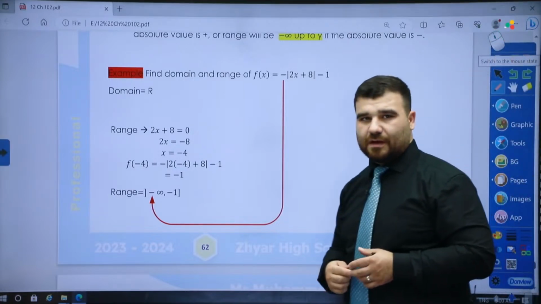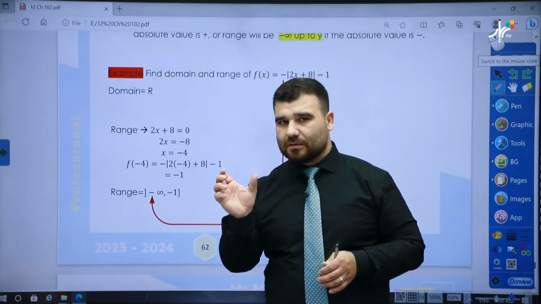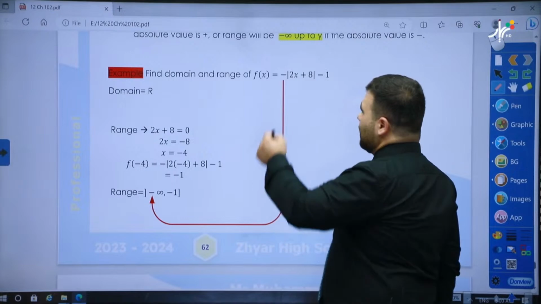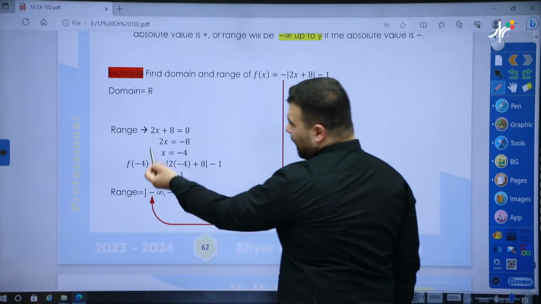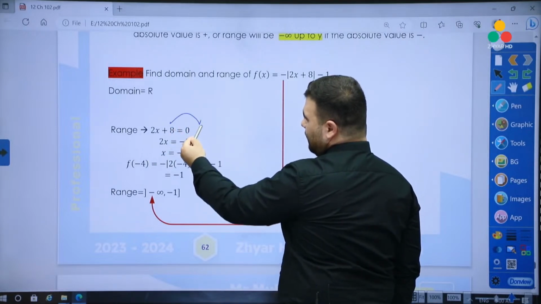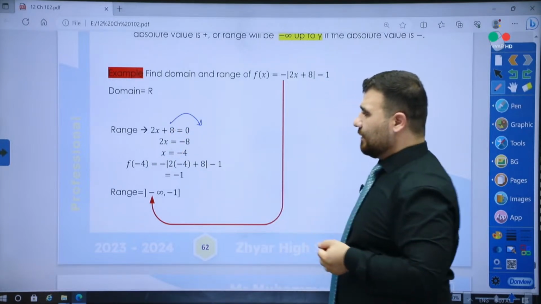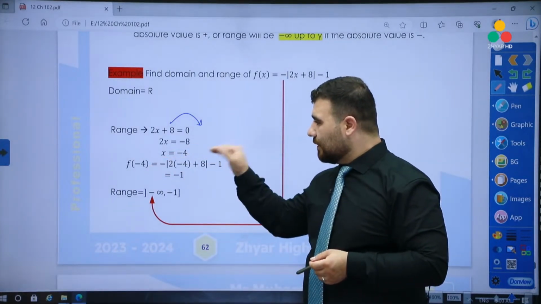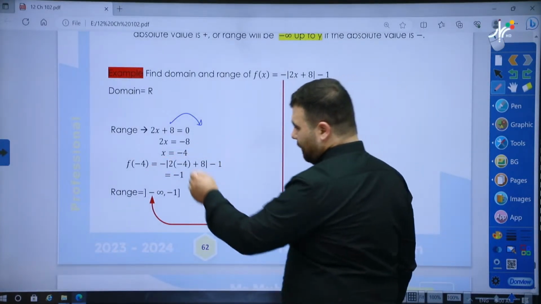To find vertex of absolute value, we take what's inside the absolute value equal to 0. What's inside the absolute value is 2x plus 8. 2x plus 8 equal to 0. 8 goes to the other side, becomes negative 8. 2x equal to negative 8. Divide 2, x equal to negative 4.